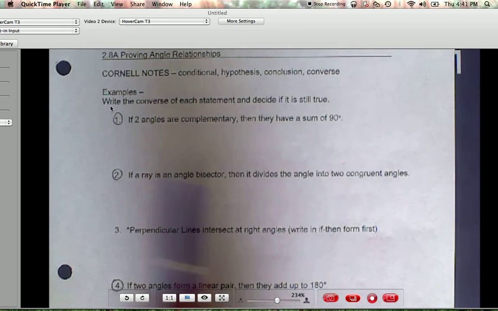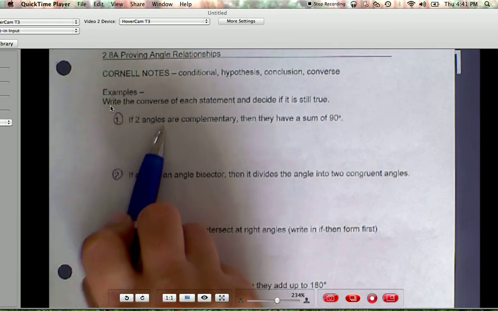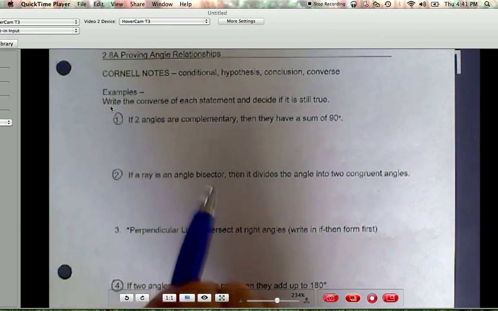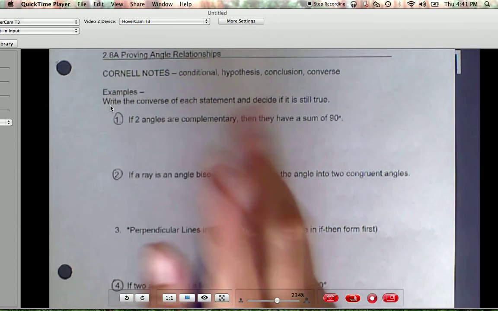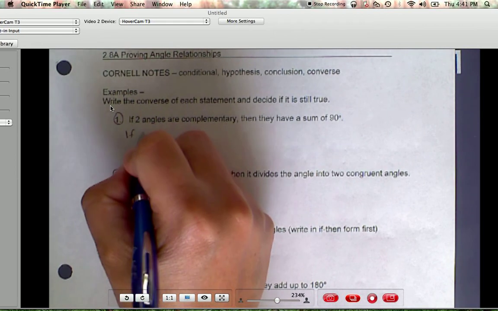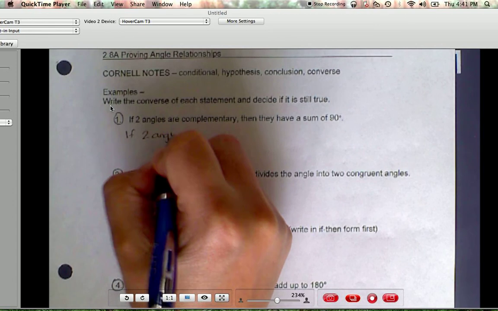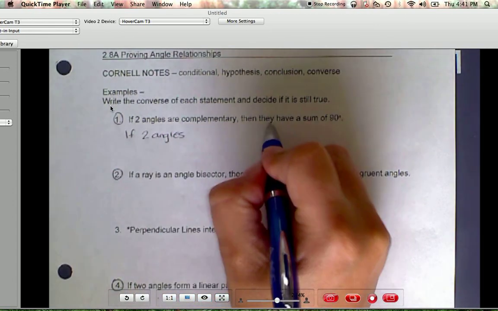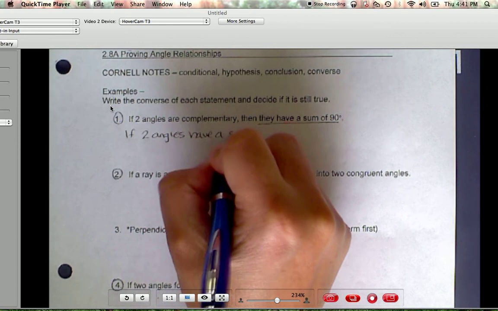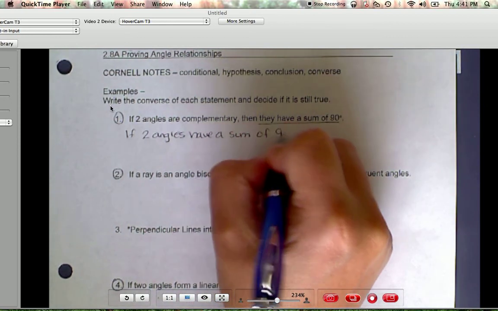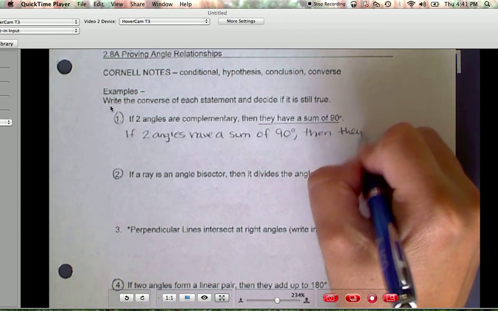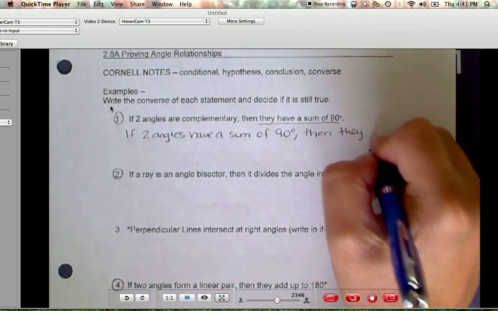So let me do number 1 with you. If two angles are complementary, then they have a sum of 90 degrees. So the converse, remember, the converse is just flipping it. So we would write if, and we can put the subject at the beginning, if two angles have a sum of 90 degrees, then they are complementary.